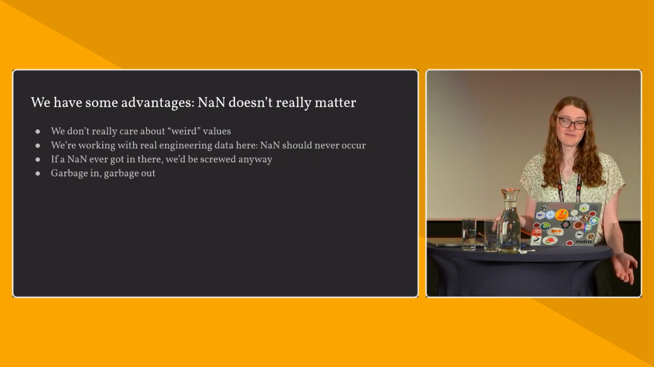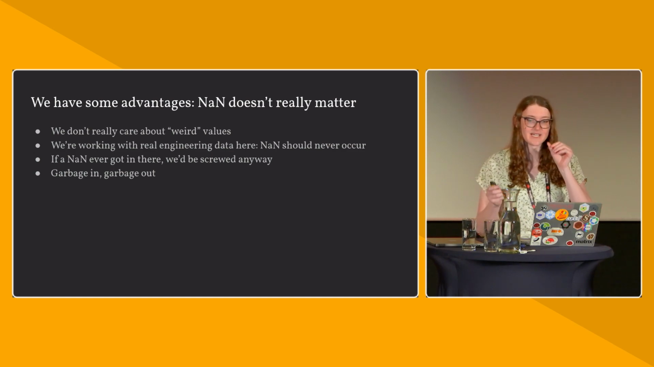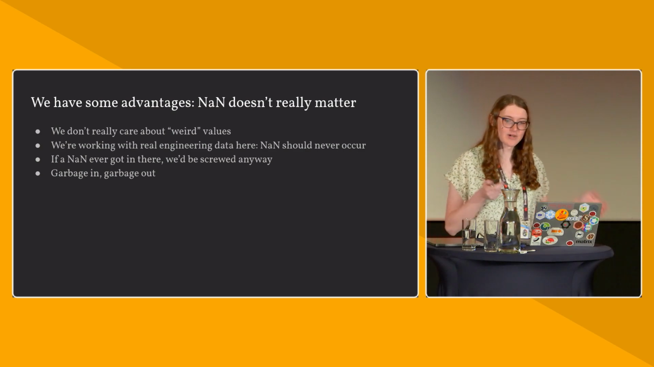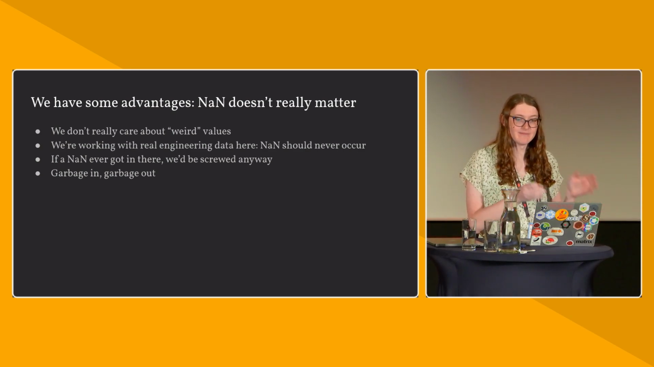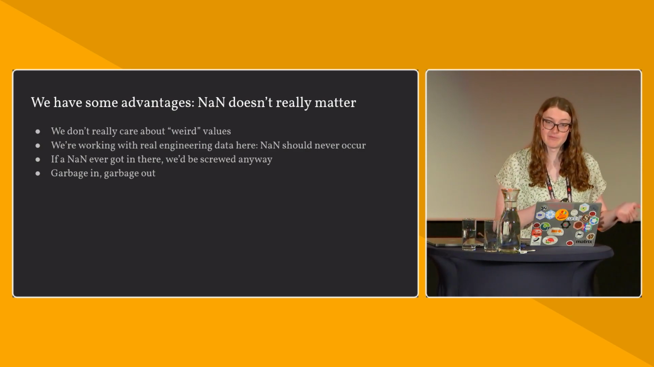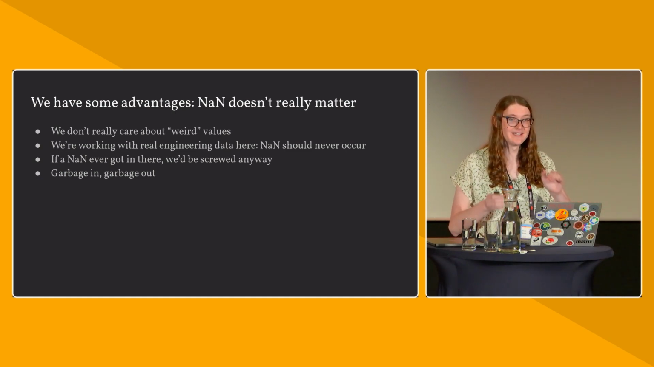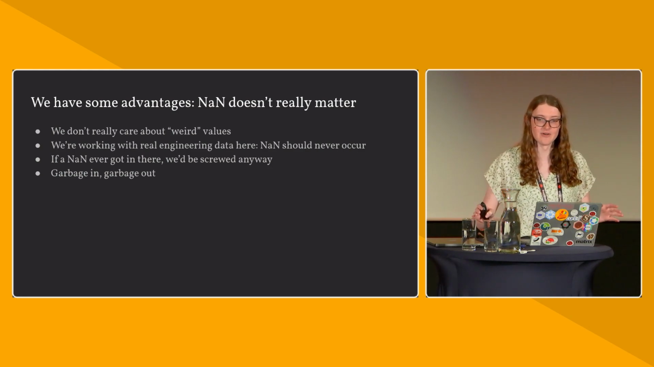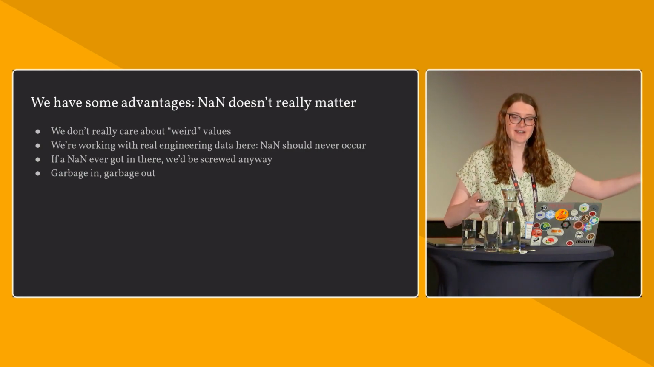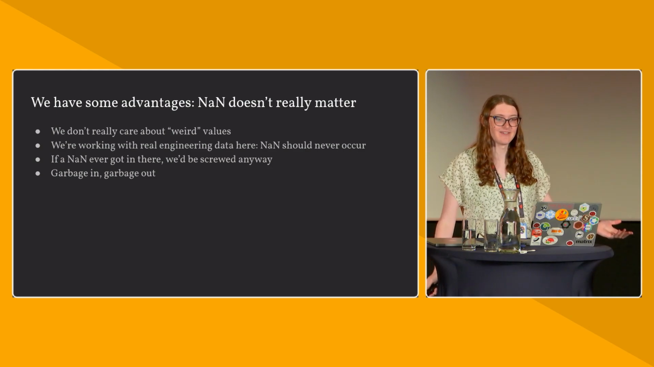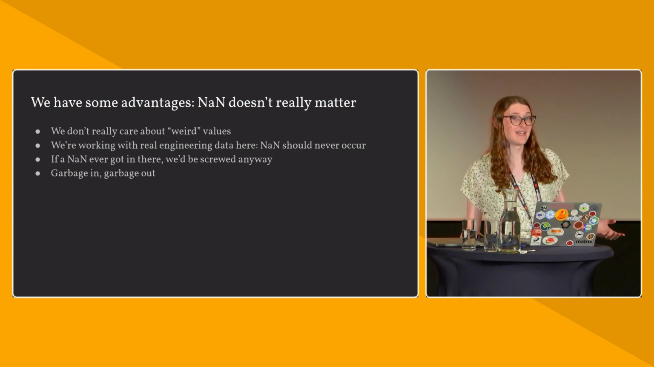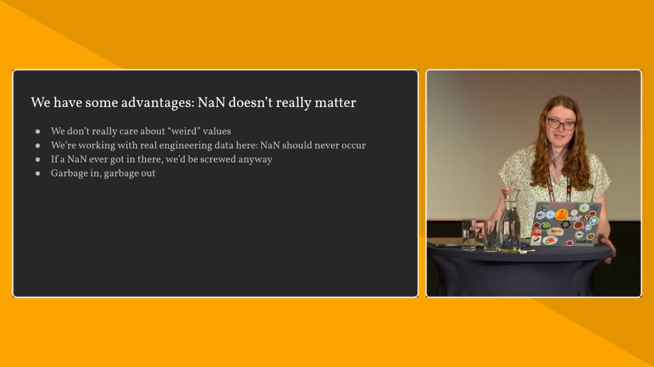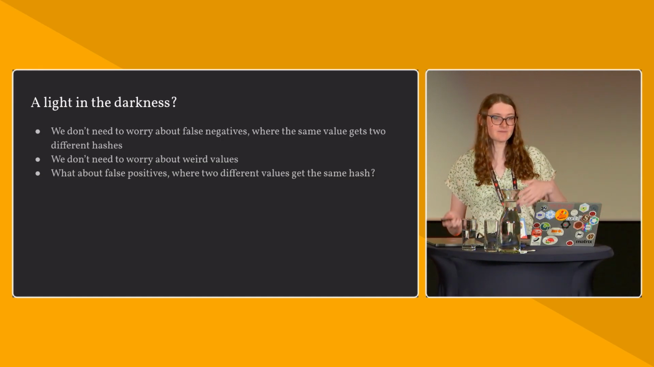Okay, great, but what about all that NaN nonsense? As it turns out, we have a handful of advantages here as well. Because of our problem domain, NaN doesn't really matter. We're working with real engineering data here, mostly measurements that are from an actual site that were measured by an actual human. NaN should never occur. Even if it did, our system would already be hosed. All of that other math that we're doing can't properly handle a NaN value either, so any weird NaN behavior that's introduced from the hashing system is no worse than anything that we're already doing. Garbage in, garbage out.